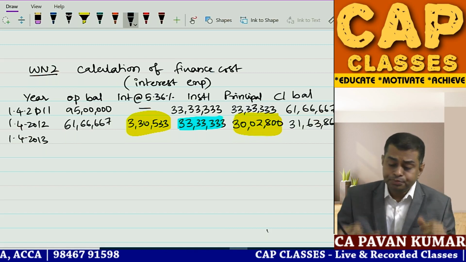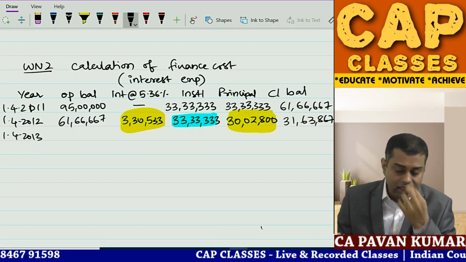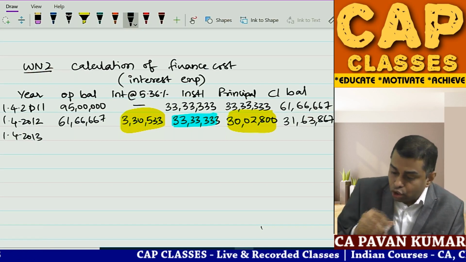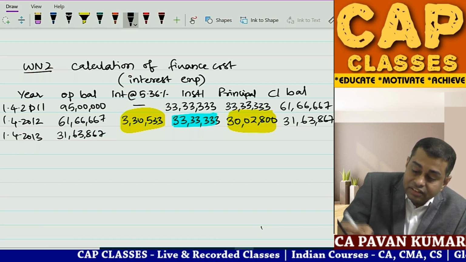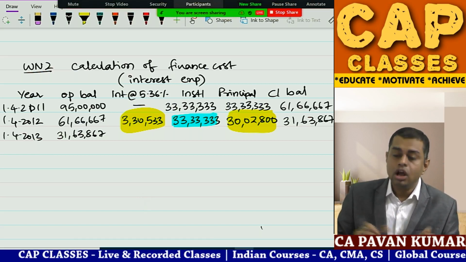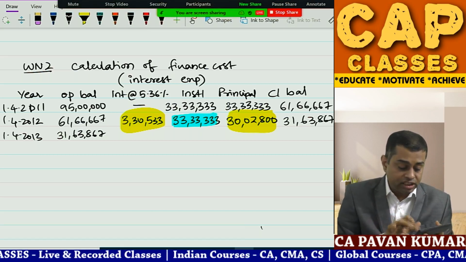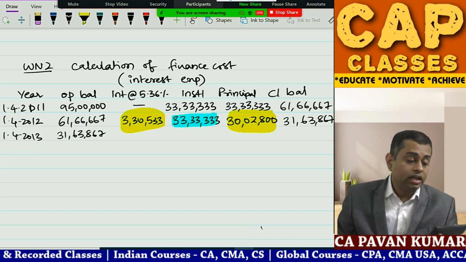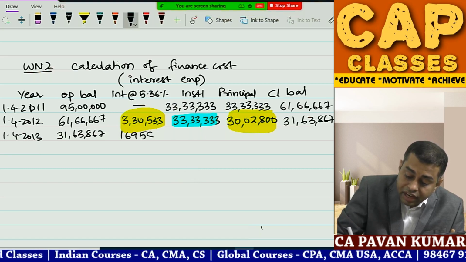Okay. So at the beginning of the third year, the opening balance due is whatever is the closing balance of the previous year. 31,63,867. Is it right? On that, calculate 5.36%. 31,63,867 into 5.36% comes to 1,69,583.